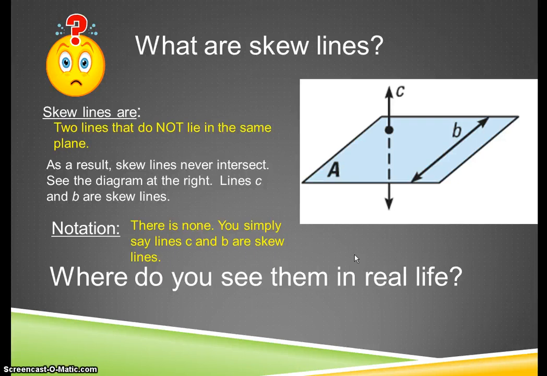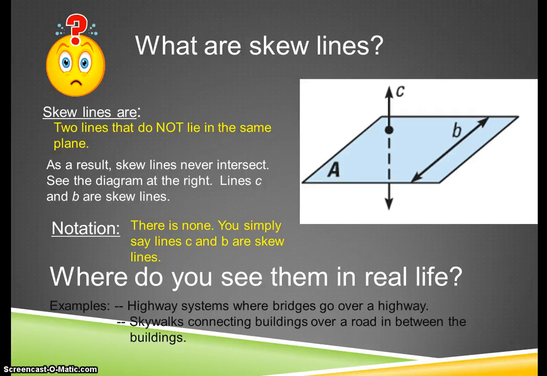And where do we see them in real life? Plenty of places. Bridges going over highways, skywalks connecting buildings over a road. Any place where you have lines crossing each other, they seem like they should be intersecting, but they don't actually, because they're on different planes, those are skew lines.